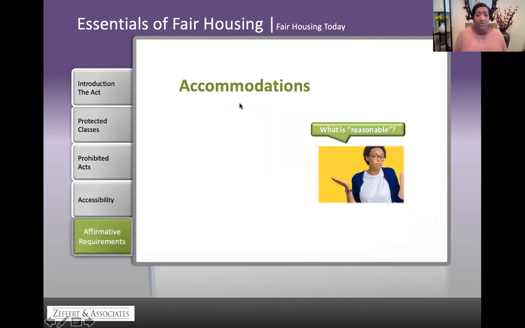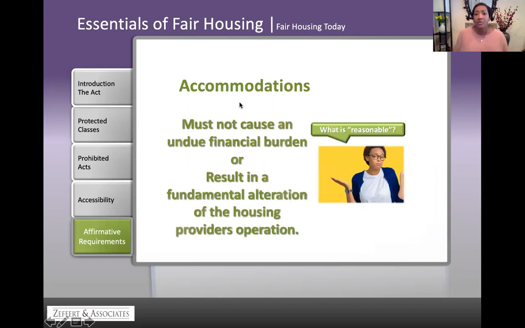Now let's look on page number 12, because you hear me talk about reasonable. You guys have all heard throughout the time you've been at your property, or in the industry, reasonable accommodation, reasonable modification. But what is reasonable? Top of page number 12: reasonable accommodations must be reasonable and not cause... Here is the definition of what the Fair Housing Act says is reasonable. It must not cause an undue financial burden or result in a fundamental alteration of the housing provider's operation.